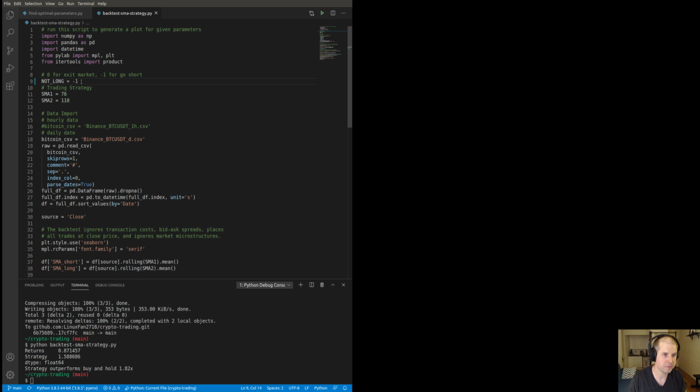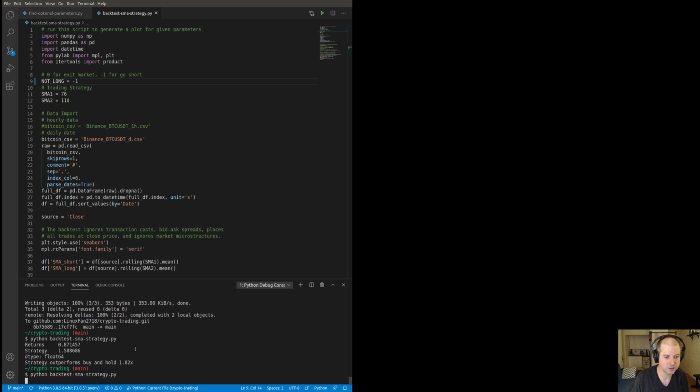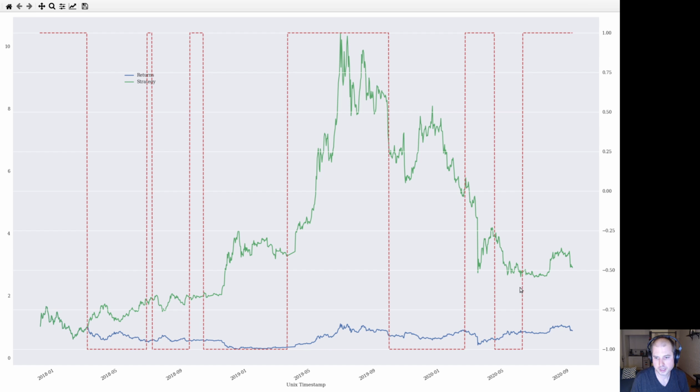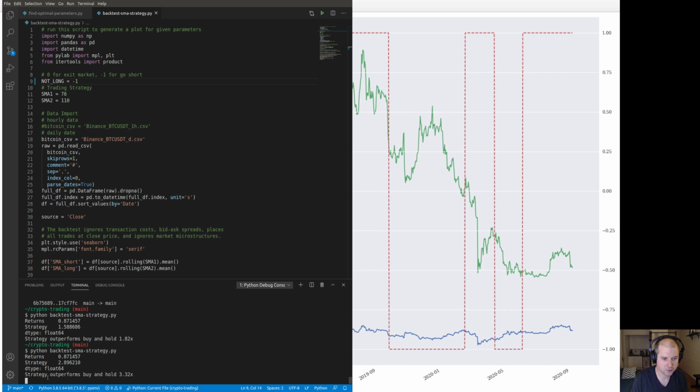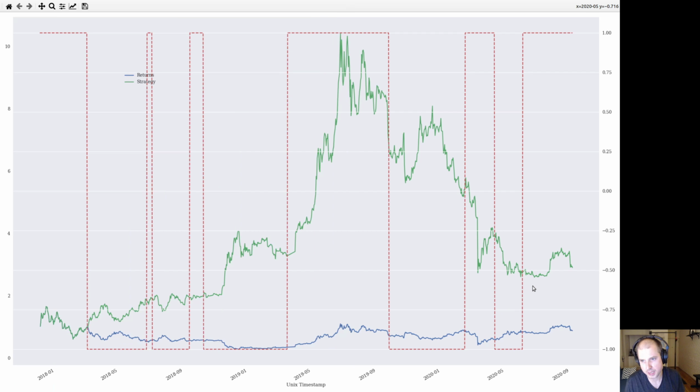I can configure my bot to go short instead of exiting the market with this variable. You can do it too if you download and run this code. So let's run the bot and look at the terminal. And you can see, obviously, buy and hold is the same as before, but now the bot is quite a bit stronger. Now we have 3.3x returns. Let's take a look at this plot. It's the same as before in terms of what it means to be long, but now instead of getting out of the market, the bot goes completely short, so -1.